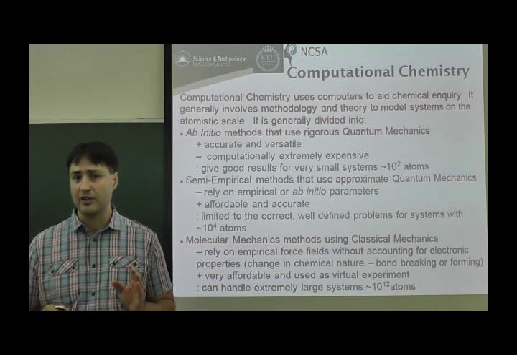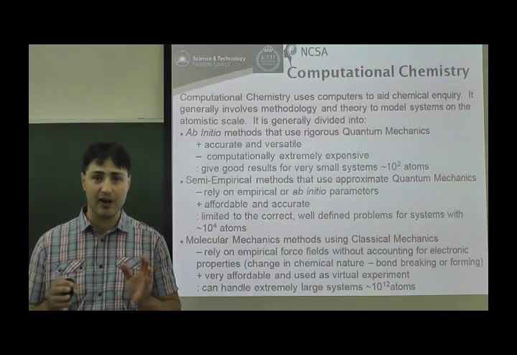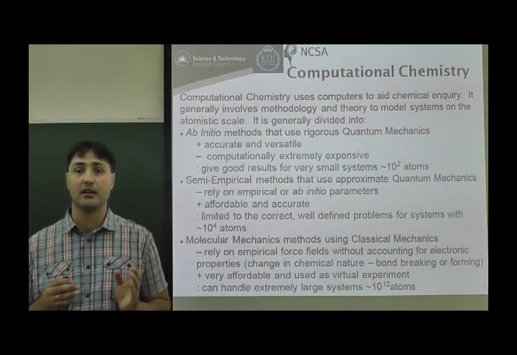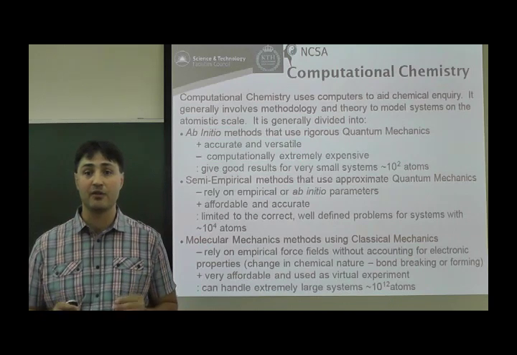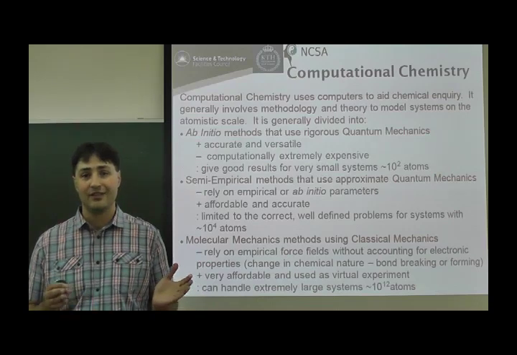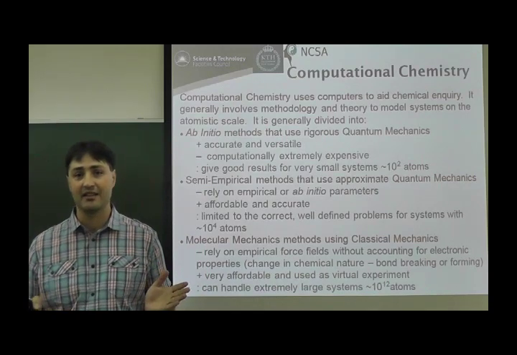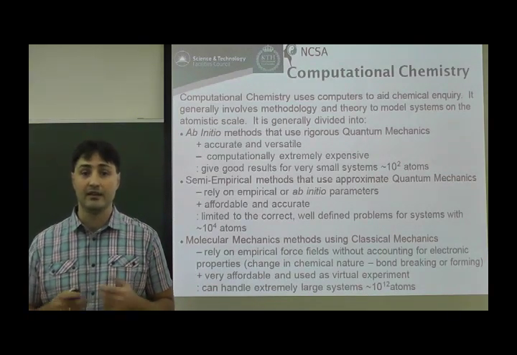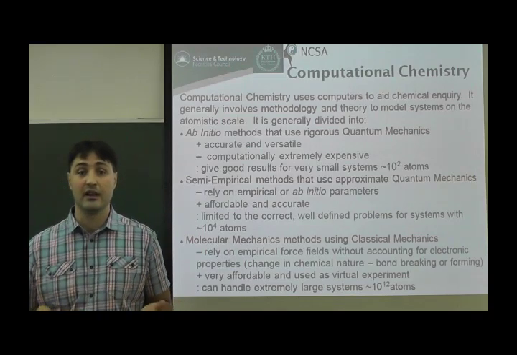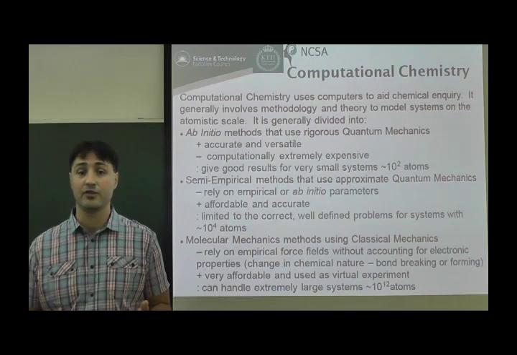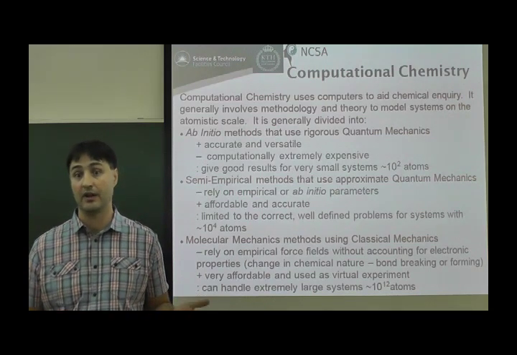The purpose of this talk is computational chemistry and computational physics, but quite often it's called computational chemistry because it uses computers to aid chemical inquiry. It generally involves methodology and theory to model systems on the atomic scale. Generally we have a number of methods that are divided into ab initio methods, semi-empirical methods, or molecular mechanics methods using classical mechanics. The ab initio methods are the most accurate and versatile, but they're computationally very expensive. So they give very good results for very small systems, let's say 200 atoms.